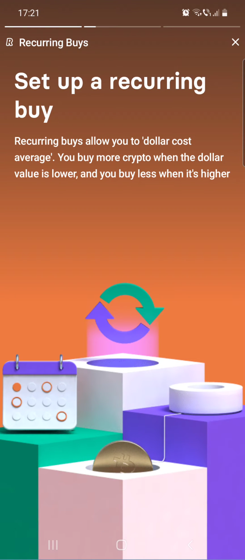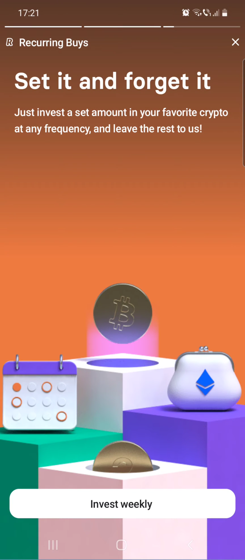Recurring buys allow you to dollar cost average. You buy more crypto when the dollar value is lower and you buy less when it's higher. Set it and forget it. Just invest a set amount in your favorite crypto at any frequency and leave the rest to us.